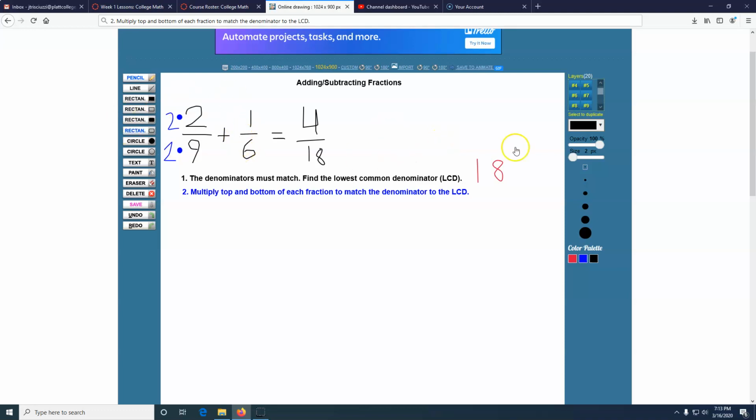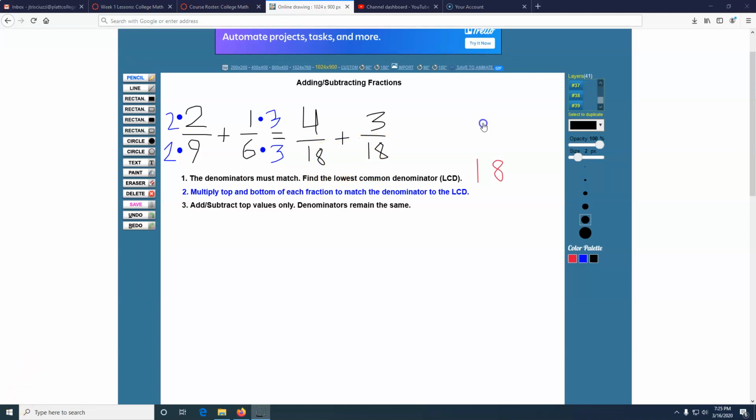Same idea, but this time with the 6. To match 6 to 18, we need to multiply by 3 instead. So top and bottom, multiply by 3. And when we do that, we can continue our problem, because what we get now is 3 over 18. Both our bottom numbers match at this point, so we're in good shape here.